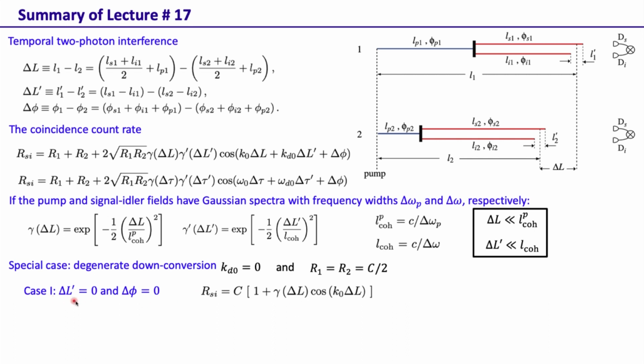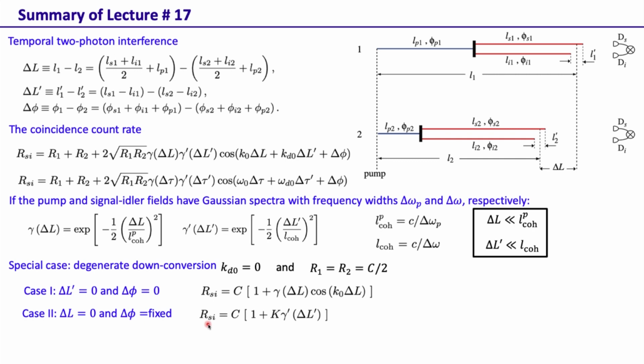For this case, when delta L prime is 0, we see that the coincidence count rate, as a function of delta L, shows interference, and that interference pattern decays because of this coherence function. In this sense, delta L plays the same role in two-photon interference as does the optical path length difference in classical temporal interference or in one-photon interference. Then we looked at the second case, in which delta L is 0.